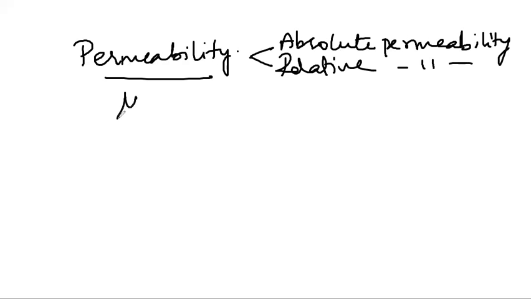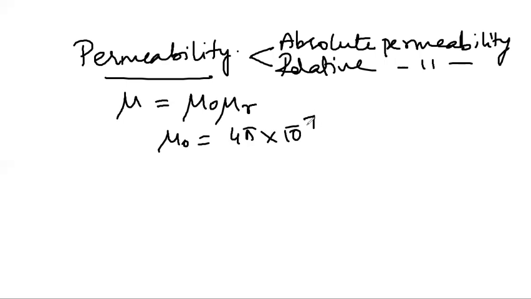So permeability is denoted by mu and absolute permeability is denoted by mu naught and relative permeability by mu r. Mu naught has a constant value of 4 pi into 10 to the power of minus 7 Henry per meter. So permeability is expressed in Henry per meter. Whereas mu r is the relative permeability, which is with respect to the medium you have considered. Suppose if the medium is air, then its value is 1.